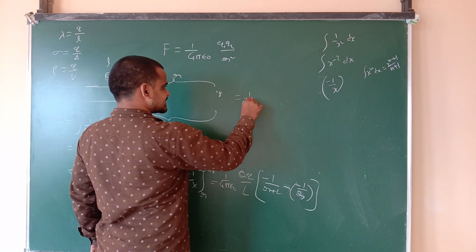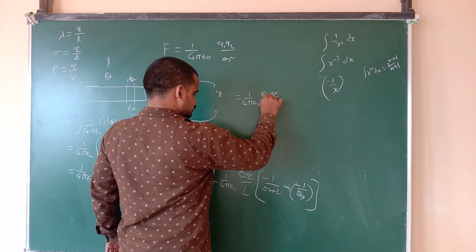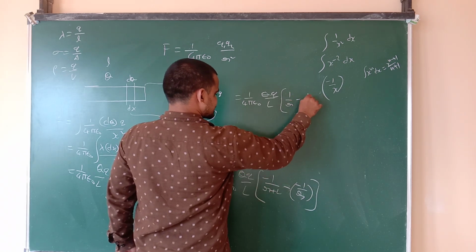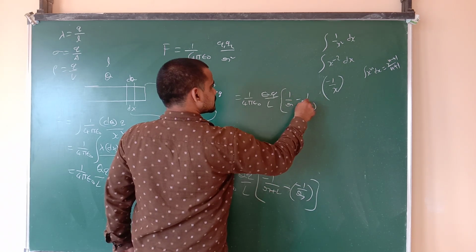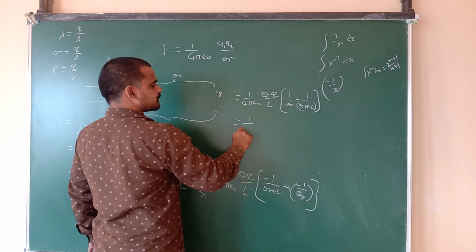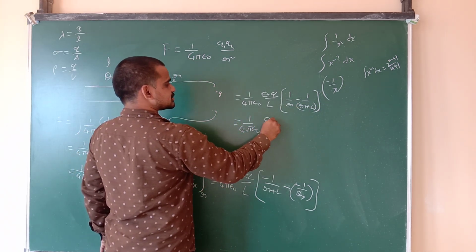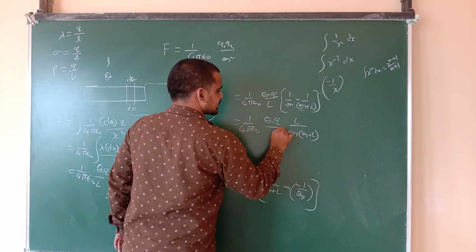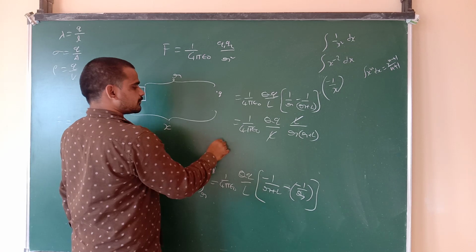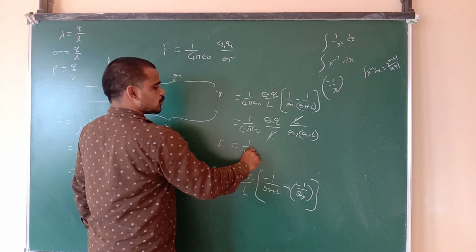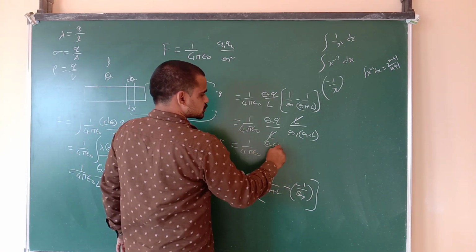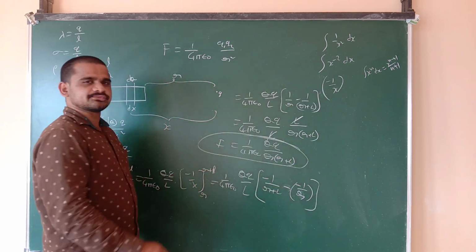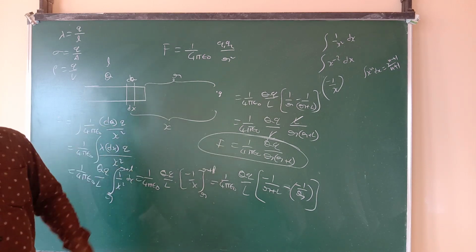The final answer, I can say, is 1 by 4 pi epsilon naught, capital Q small q by L, into 1 by R minus 1 by R plus L. Take the LCM and simplify. We'll get L by R into R plus L. Here L is there, L and L cancel. So the final answer we can write as 1 by 4 pi epsilon naught, capital Q small q by R into R plus L. This is the force acting.